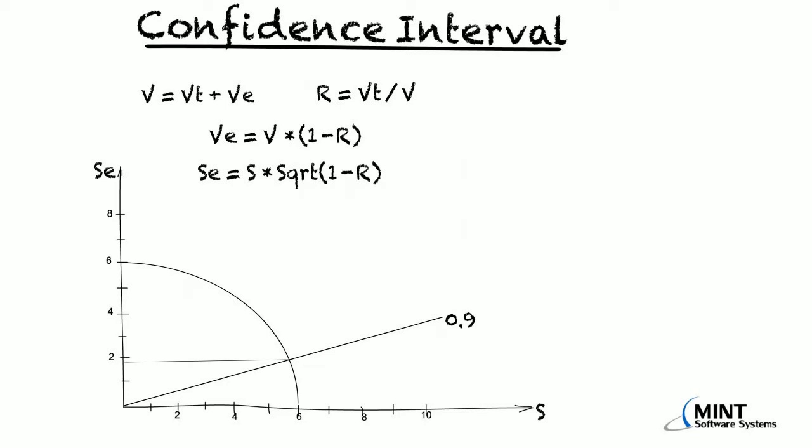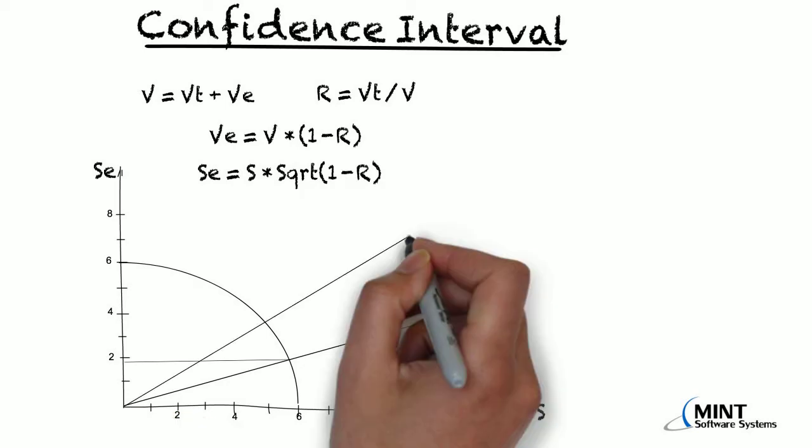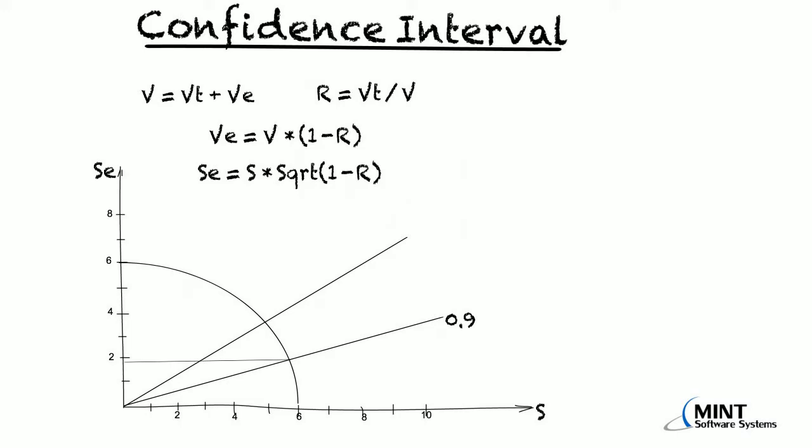So if we know the reliability and if we know the standard deviation, we can see immediately that determines the standard error. Of course, if we have a lower reliability, for example 0.66, then our standard error is higher, as we can see very clearly here. And now we know the relationship between reliability, standard deviation and standard error.